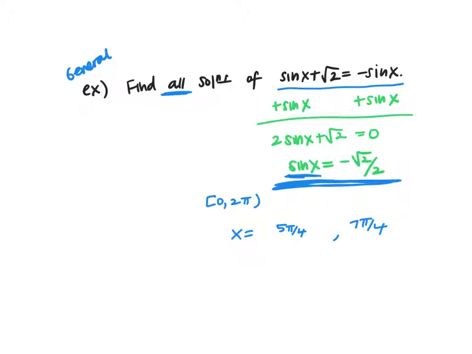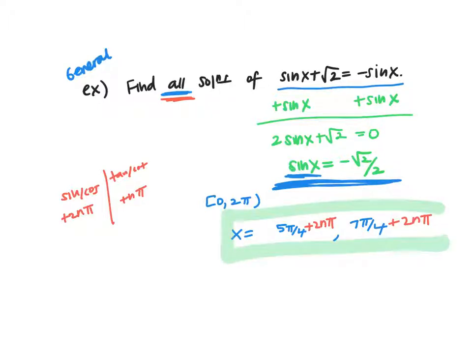Now, if this equation said to find all solutions in the interval 0 to 2 pi, that would be your final answer, 5 pi over 4 and 7 pi over 4. But because it asked you to find all the solutions possible, we have to account for all the solutions possible, not just from 0 to 2 pi. So remember, for sine, cosine, and their reciprocal functions, cosecant and secant, you're going to add 2n pi. And if you have tangent or cotangent, you're just going to add n pi. So I included plus 2n pi to each of my solutions, and this is going to be my final answer.